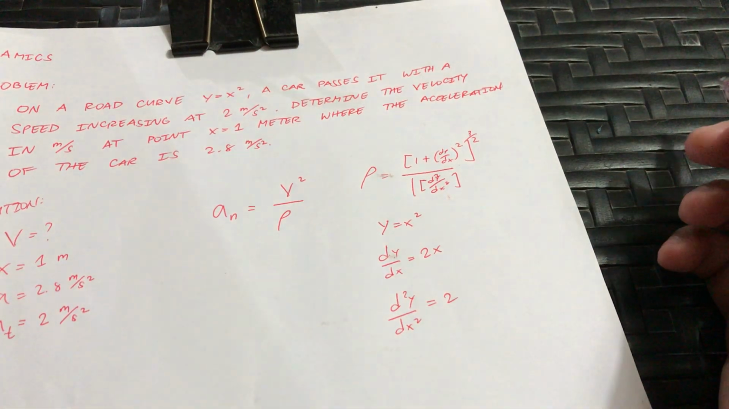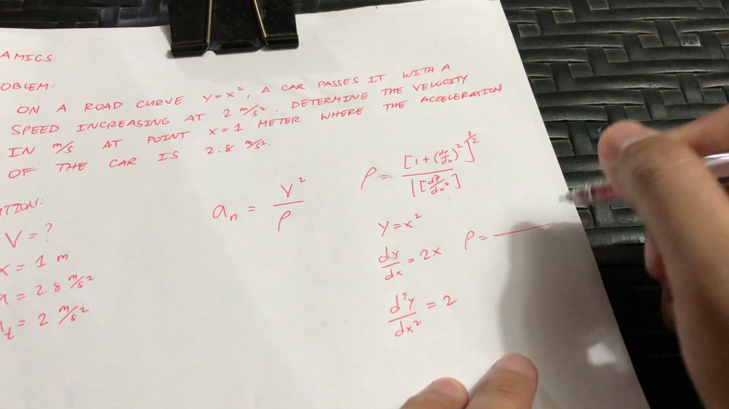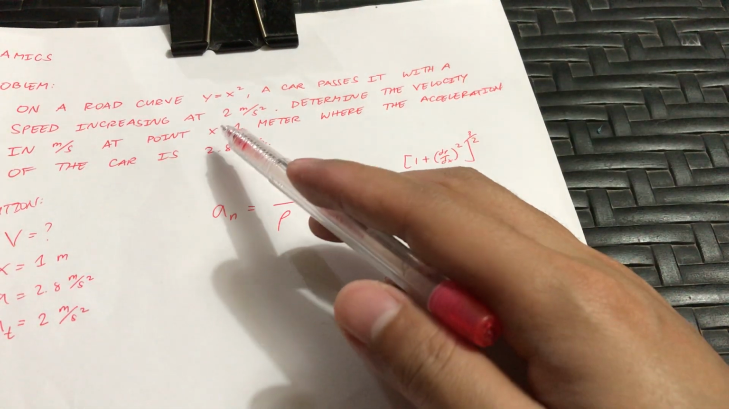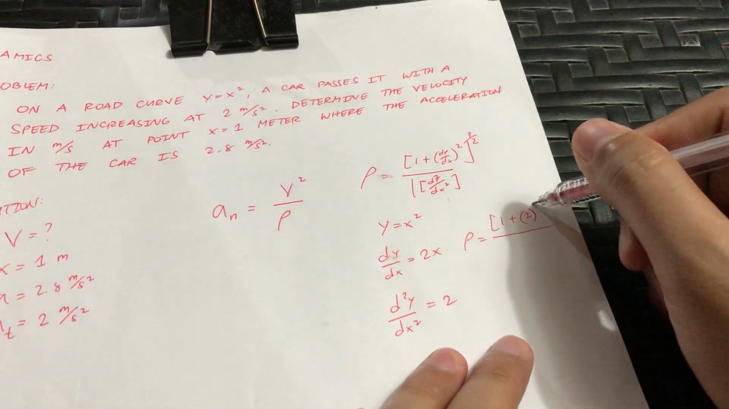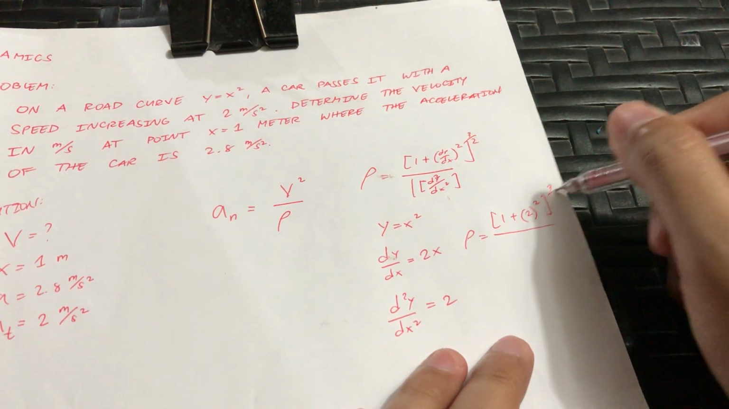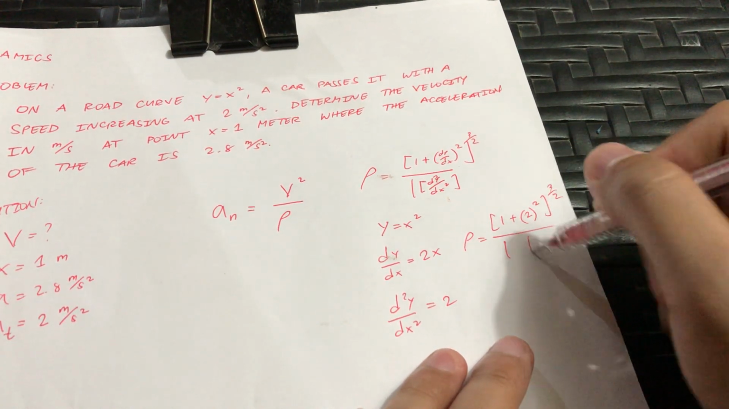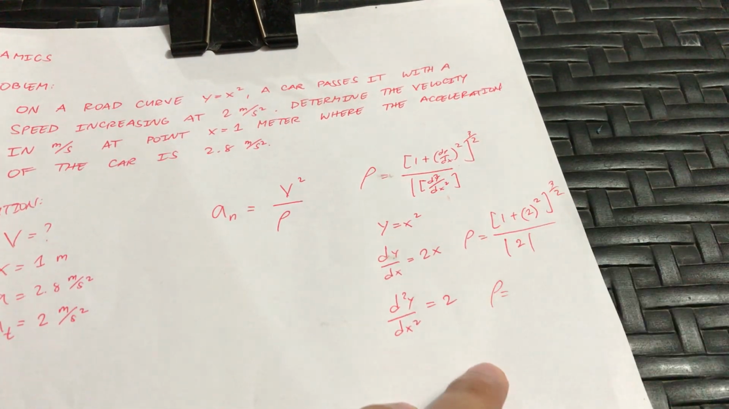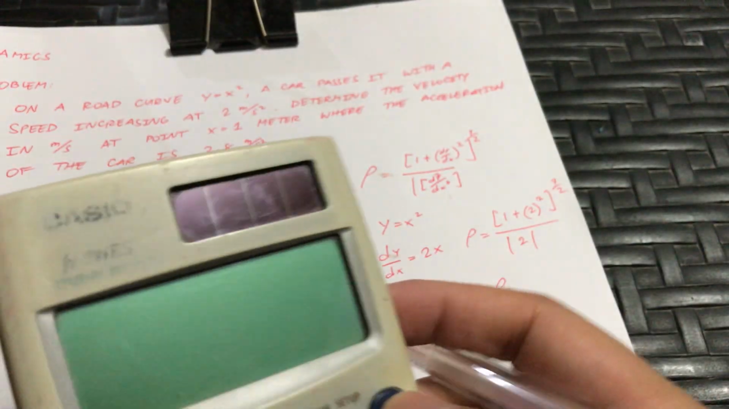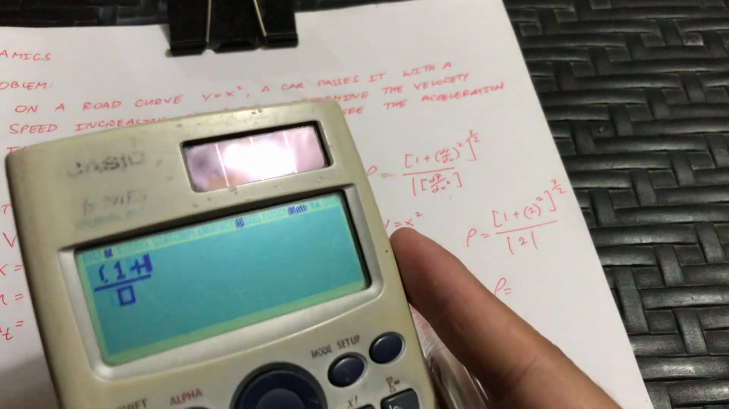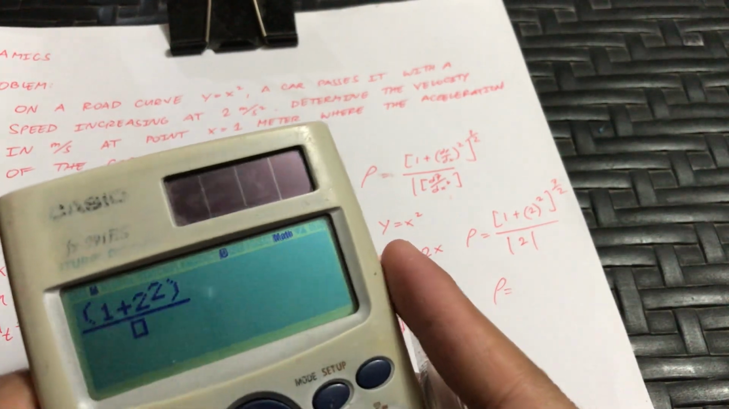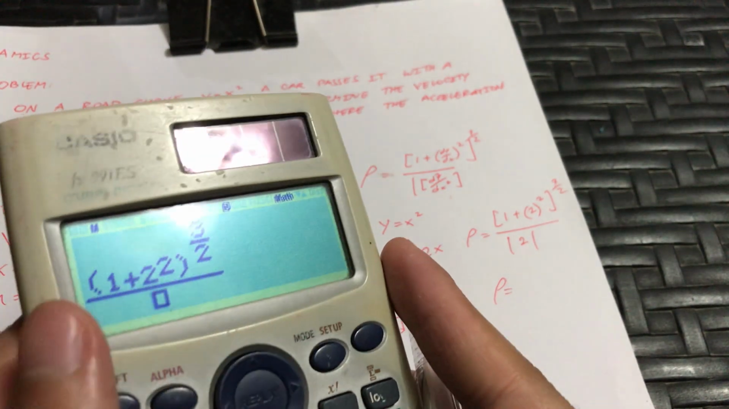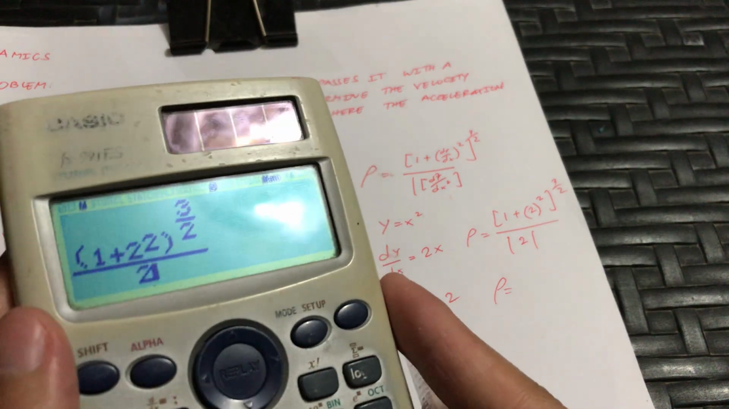becomes 2. So solving for the radius of curvature, this is 1 plus 2x, where x is equal to 1, so 2 times 1, that is still 2, squared, quantity 3 halves. Then we have the absolute value of the second derivative, which is 2. So we'll have the radius of curvature: 1 plus 2 squared, quantity 3 halves, all over the absolute value of the second derivative, which is positive 2.